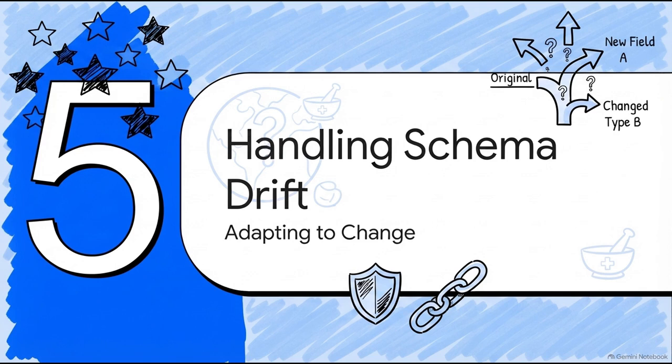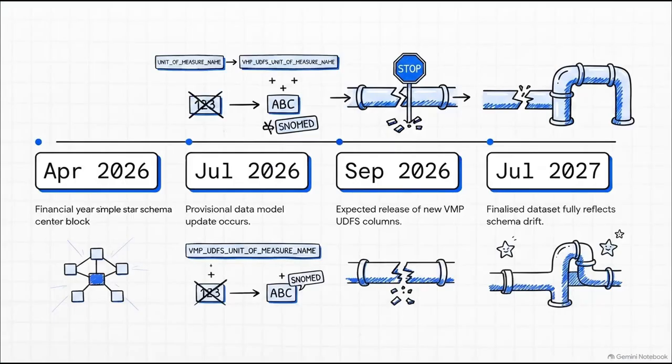And that leads us to our final section, Part 5, Handling Future Schema Drift. We have to prepare for contact with the real world because data structures change. They just do. Let's look at a very real example coming our way for this specific NHS dataset. The NHS BSA has announced that starting with the Provisional Data Model update for July 2026, the dataset is changing. Column names are updating. For instance, unit_of_measure_name will become VMP_UDFS_unit_of_measure_name. New columns are being added for unit doses. And crucially, SNOMED codes and measure identifiers will start being provided as string data types instead of numeric. This updated July 2026 data is expected to be released in September 2026.